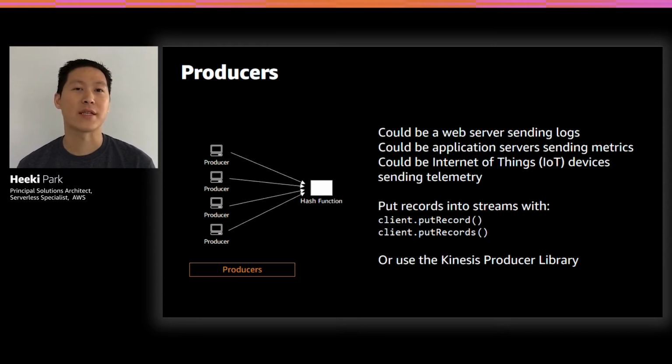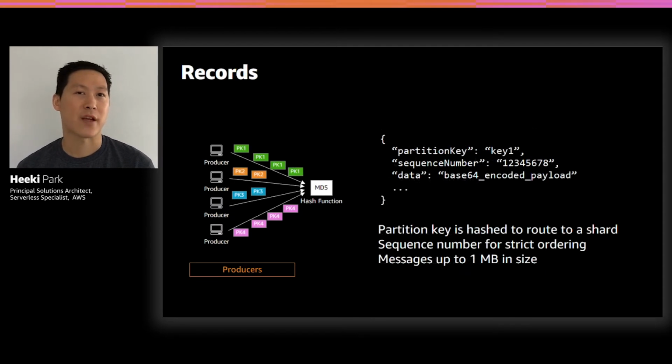We also have the Kinesis producer library, which acts as an intermediary between your producer application code and the Kinesis data streams API. Now producers send messages, which Kinesis calls records. Those records are the unit of data that will pass through the Kinesis data stream, and that includes the partition key, the sequence number, and the data blob. The partition key is specified with the put records call. The partition key is used as input to a hash function, which is then used to route the record to a specific shard within the stream.